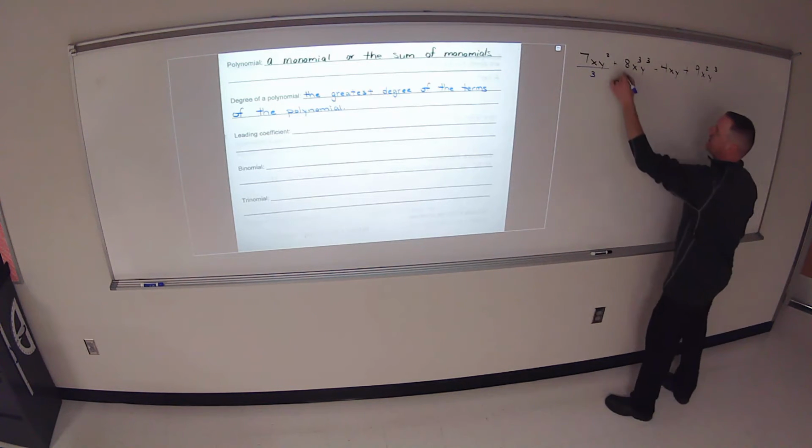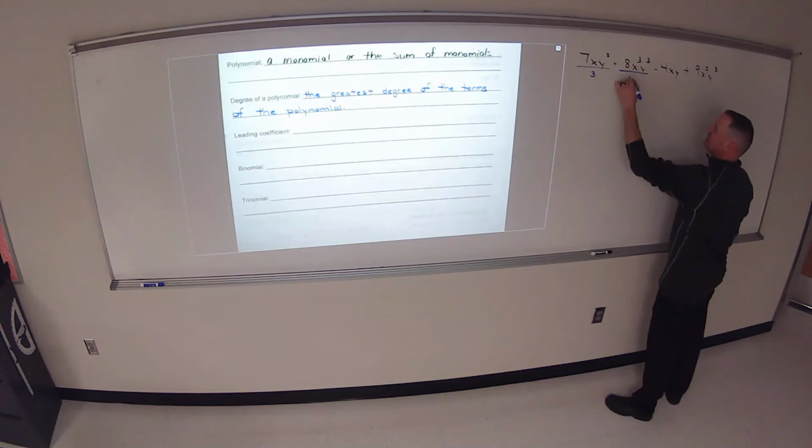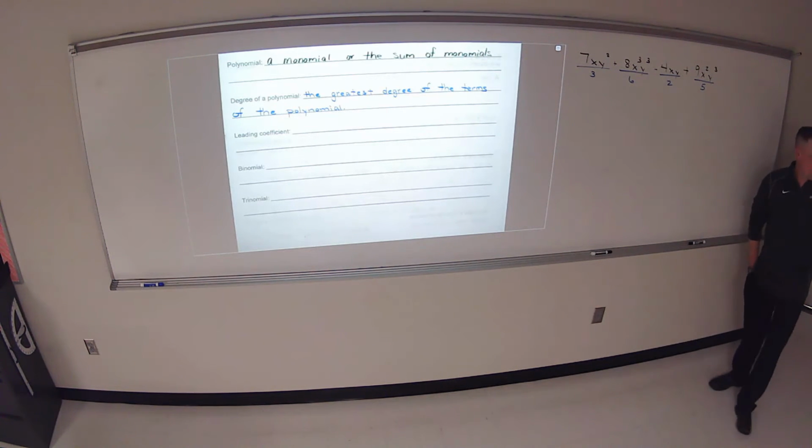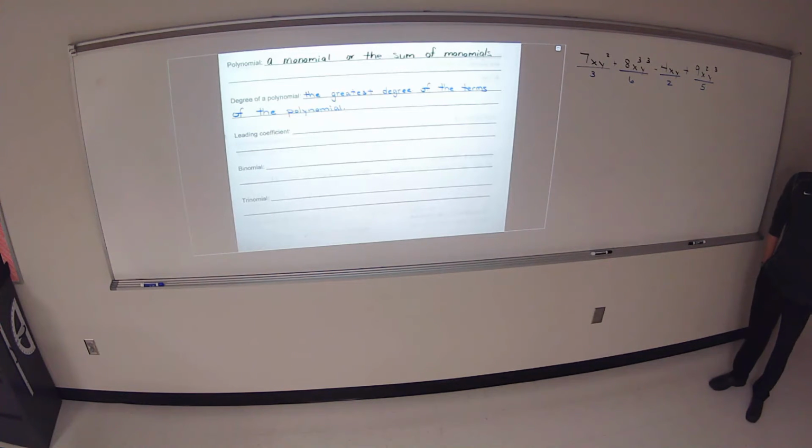What's the degree of this term right here? 6. What's the degree of this term right here? 2. What's the degree of this term right here? 5. So what is the degree of my entire polynomial? A lot of people will try to tell me the answer is 16. That's not right. According to our definition, it's the greatest degree of any one of those terms.